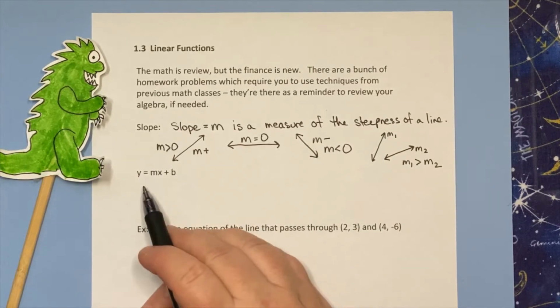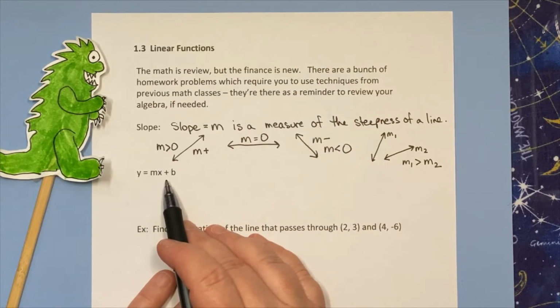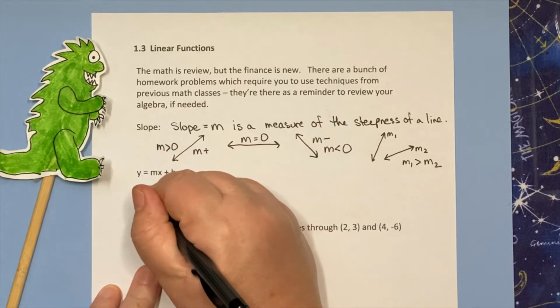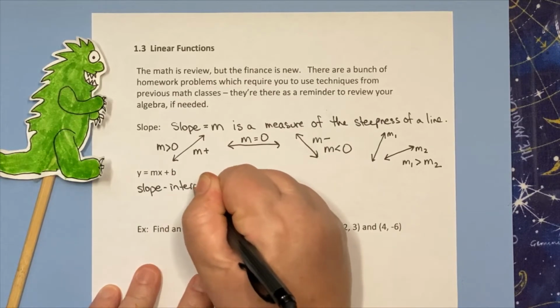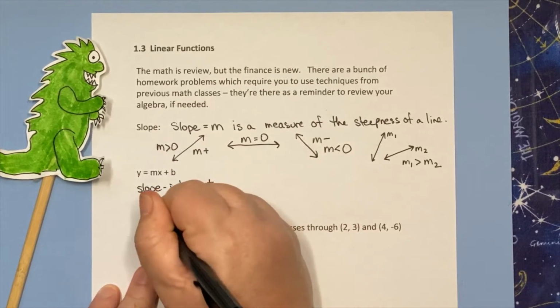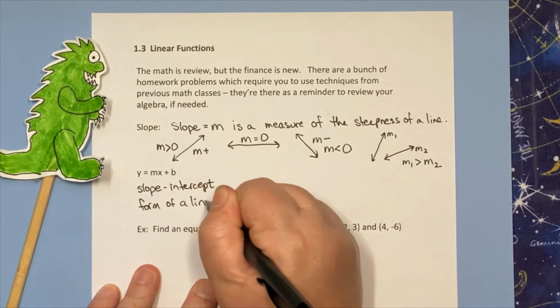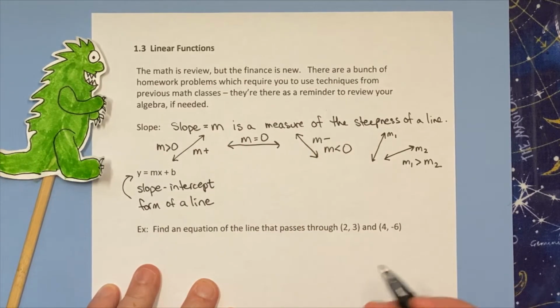We've got another concept, which a lot of people refer to as the mx plus b form of a line. This is called the slope intercept form of a line. That's this guy. It's called slope intercept. Why is it called the slope intercept?